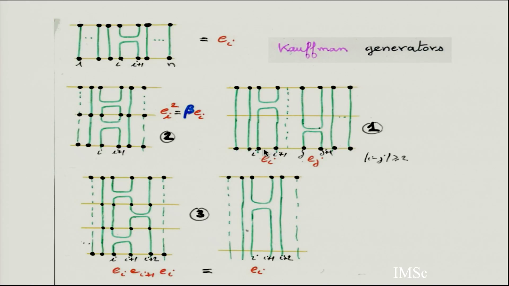Now the commutation relation E_i E_j equals E_j E_i holds if and only if the distance between i and j is bigger or equal to 2. It's obvious in terms of the planar diagram. So this was relation 1 in my notation, this was relation 2, and now relation 3, the analog of the braid relation for the symmetric group. Here is E_i E_{i+1} E_i. So this is E_i, product from bottom to top, E_i, E_{i+1}, E_i. So this green line becomes this, and it becomes E_i.